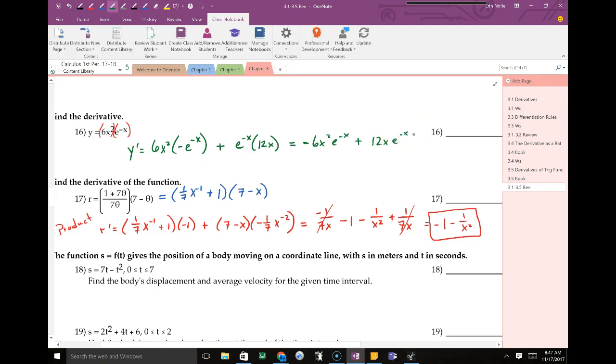Can I combine those as like terms? Are they like terms? No. Because of the x being squared, they're not like terms. We cannot combine them.